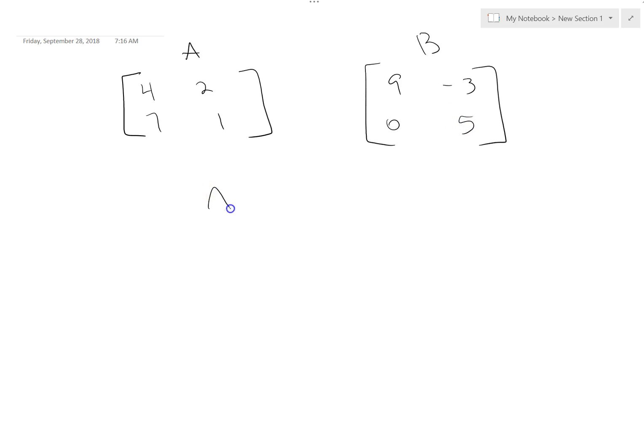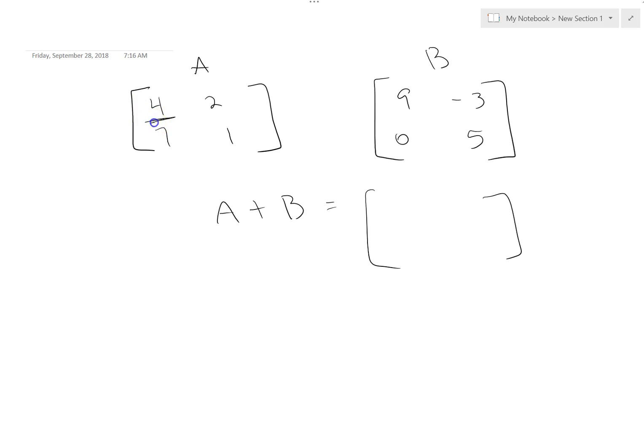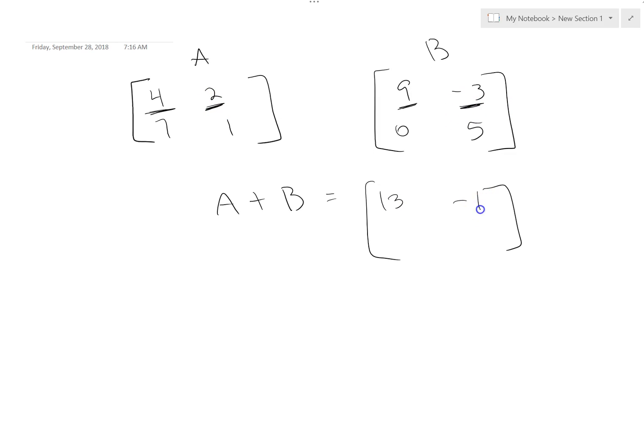Okay, so I can add them, A plus B. I'm just going to add corresponding numbers together. Which one am I going to add to 4? I'm going to add 9, so that's 13. What am I going to add to 2? -3, so that's -1. 7 with 0, so that's 7, and 1 with 5, so that's 6. So I can add them together.